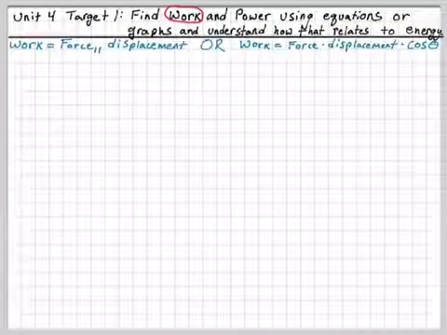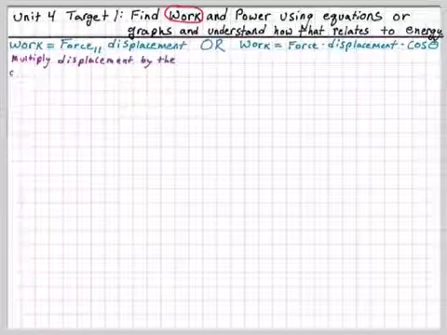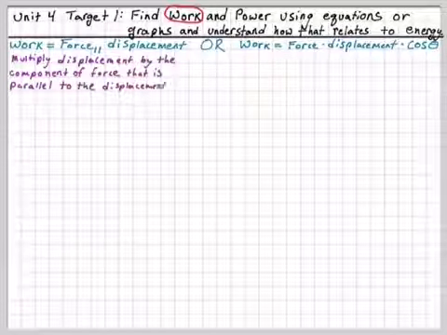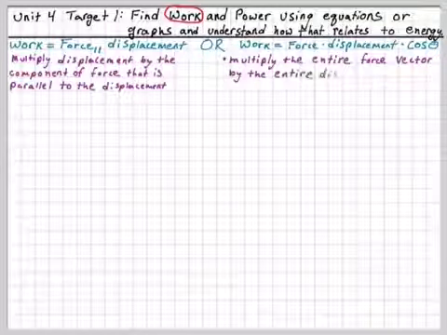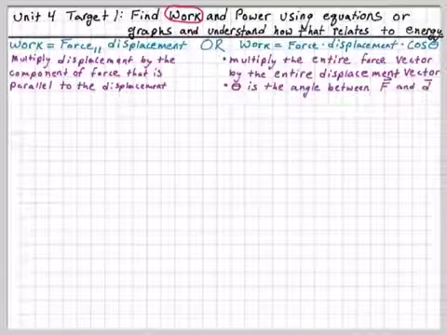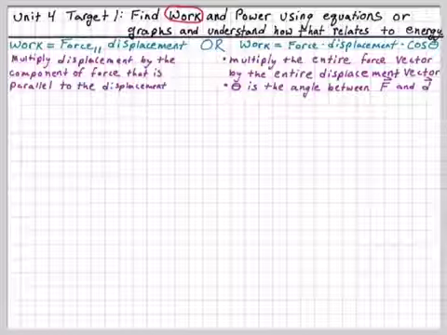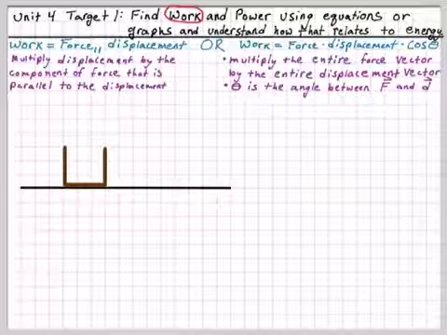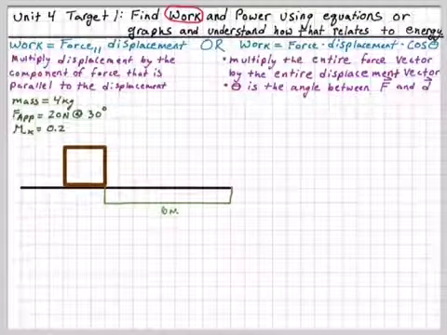So let's talk a little bit about what those two equations mean. On the left equation, what it's really saying is that we're going to multiply displacement by the component of force that is parallel to the displacement. And then on the equation on the right, we're going to multiply the entire force vector by the entire displacement vector. Then we're going to multiply that by cosine of theta, where theta is the angle between the force vector and the displacement vector.